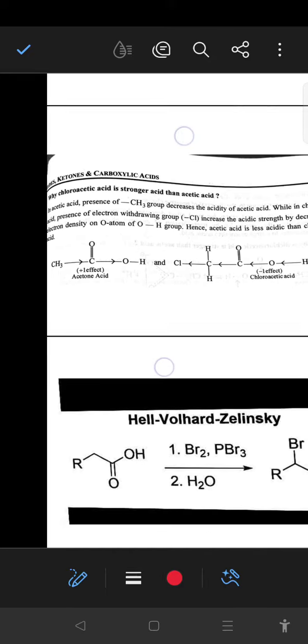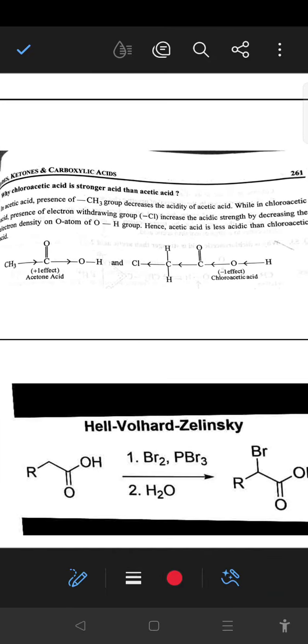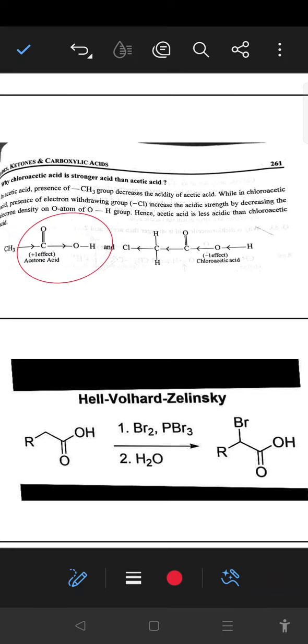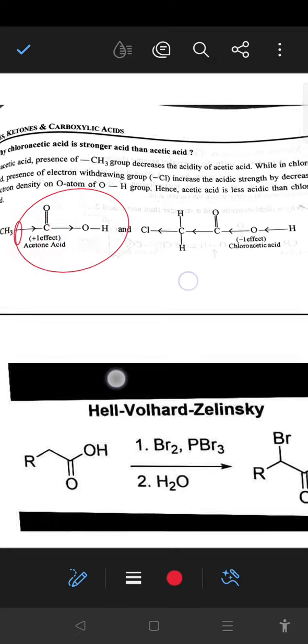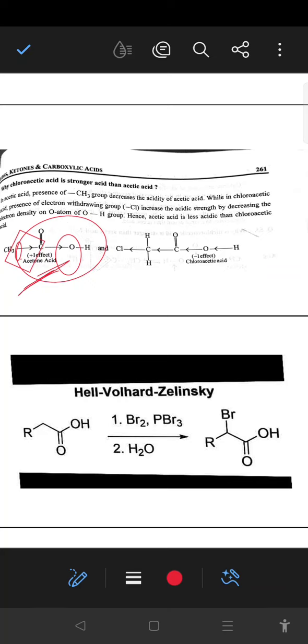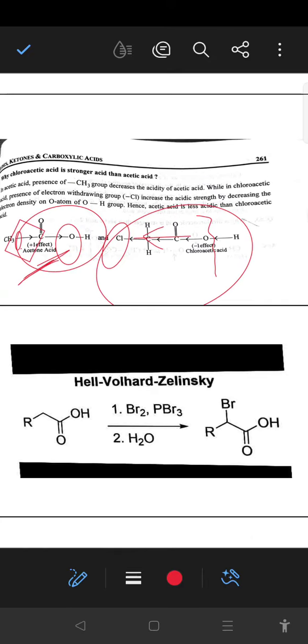Next, very important question, why is chloroacetic acid a stronger acid than acetic acid? The reason is that in acetic acid, a CH3 group is present, which shows a plus I effect and increases electron density on oxygen, so the OH bond tends to remain as it is and does not break. In chloroacetic acid, Cl is an electron withdrawing group that pulls electron density toward itself, so the OH bond becomes weak and can dissociate to give the H positive ion. That's why chloroacetic acid is a stronger acid compared to acetic acid, due to its electron withdrawing or minus I effect.